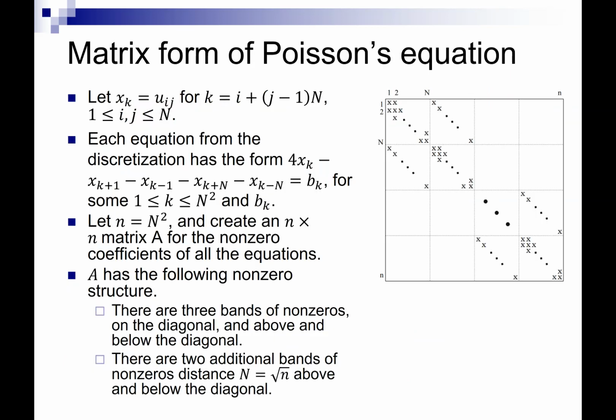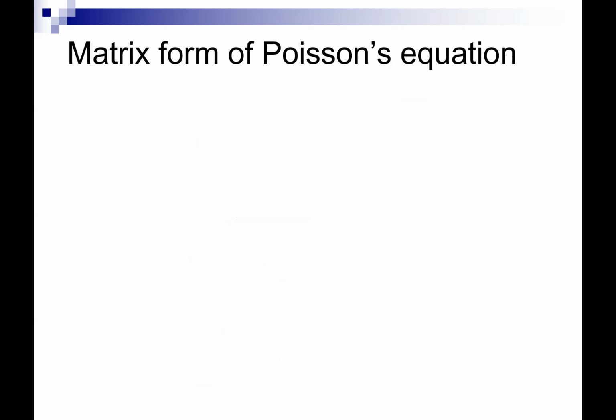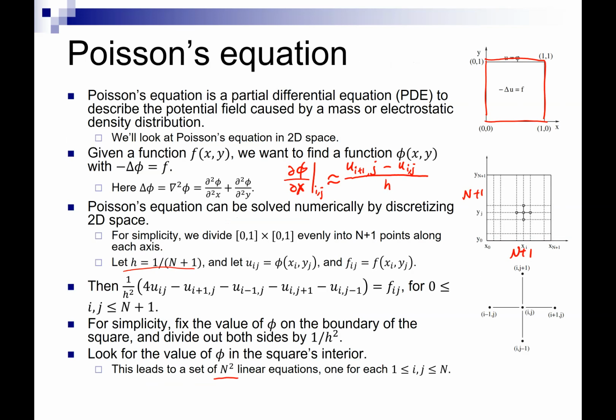So how do you solve these equations? We're going to let x of k, so we have a bunch of these unknowns, and these unknowns have two indices, which is kind of hard to work with. So instead, we're going to convert these to a single index. You're going to label these u values in this order, so the indices are going to work like this. It's going to be a row major ordering of all of these points in the square.